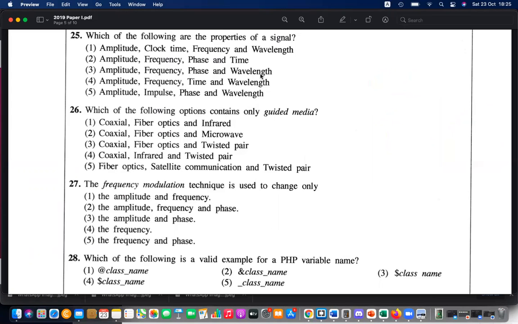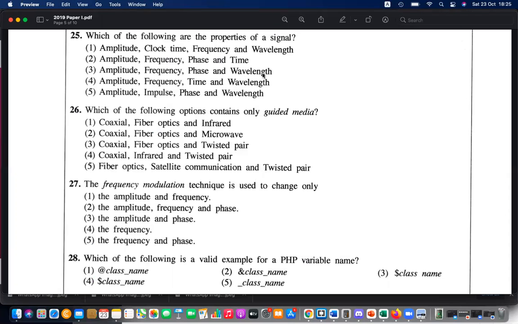Others are not properties. Others are some other factors. Clock time is just a fact about that, and time is a fact. Impulse is a fact. Those are other things, but mainly amplitude, frequency, phase, and wavelength are the properties of the signal.